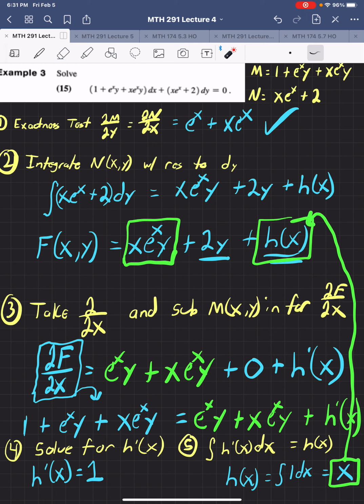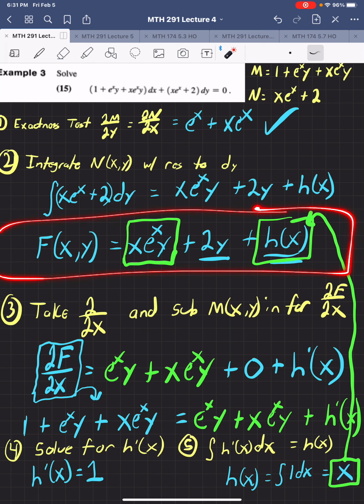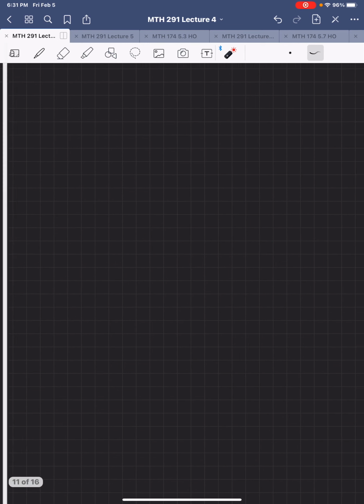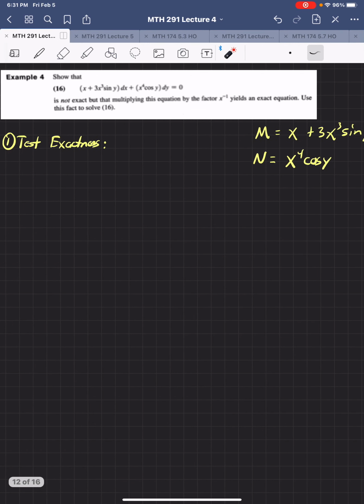All right, so I don't have any more space, but the last thing you would do is rewrite this equation with h of x equaling x. All right, so this will be the last problem of this section. And this is actually a good problem because it leads us into the next section.